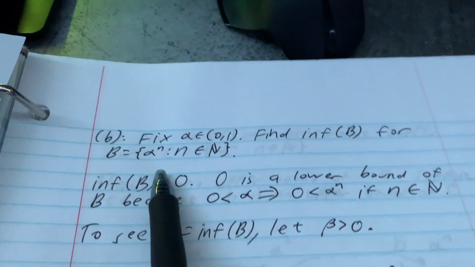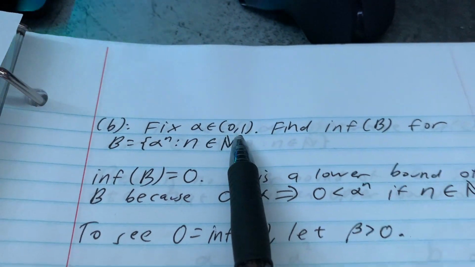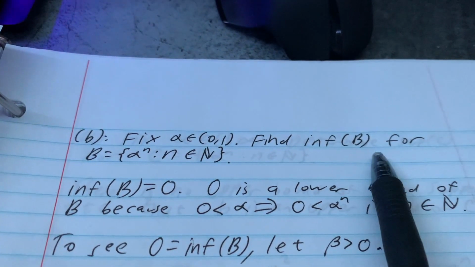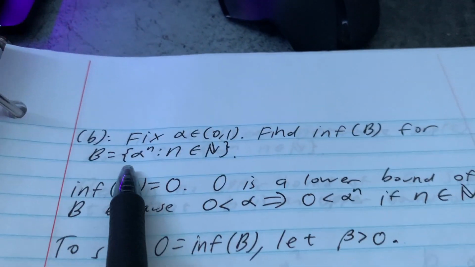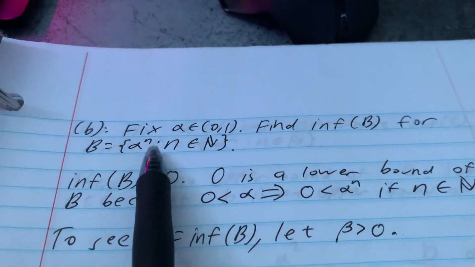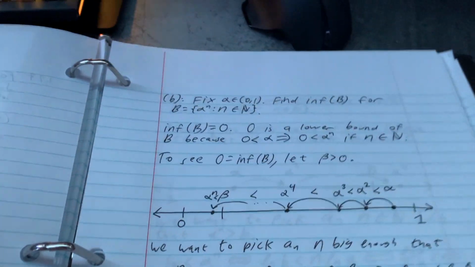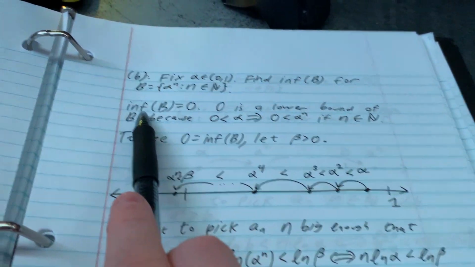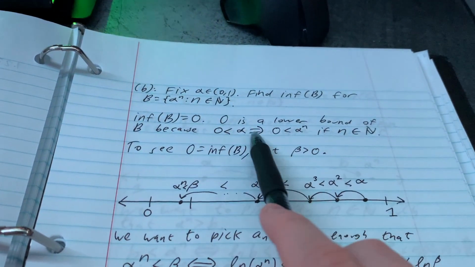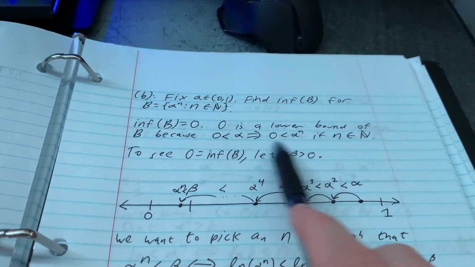This is still part of 1.27. Fix a real number alpha between 0 and 1, open interval. Find the infimum of B, where B is defined as the set of all alpha to the n, such that n is natural. I'm just going to assert up here that inf B equals 0. 0 is a lower bound of B, and then I prove it here.